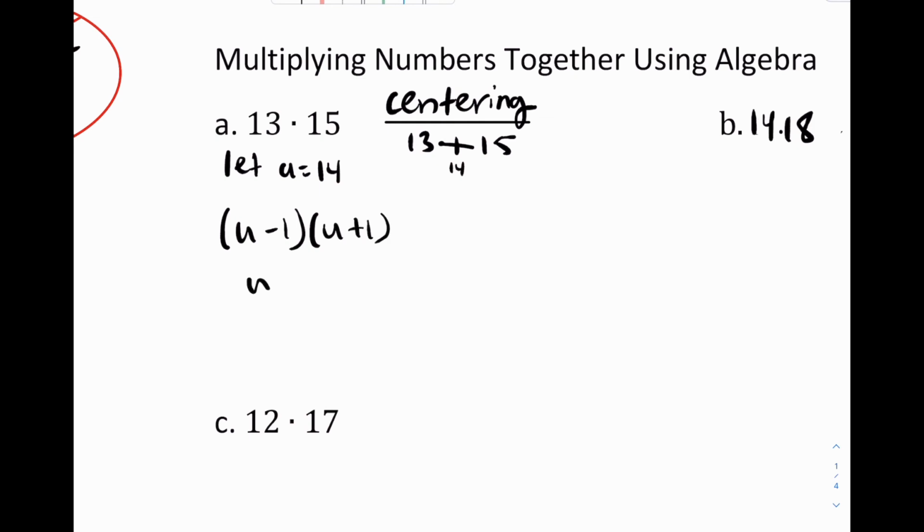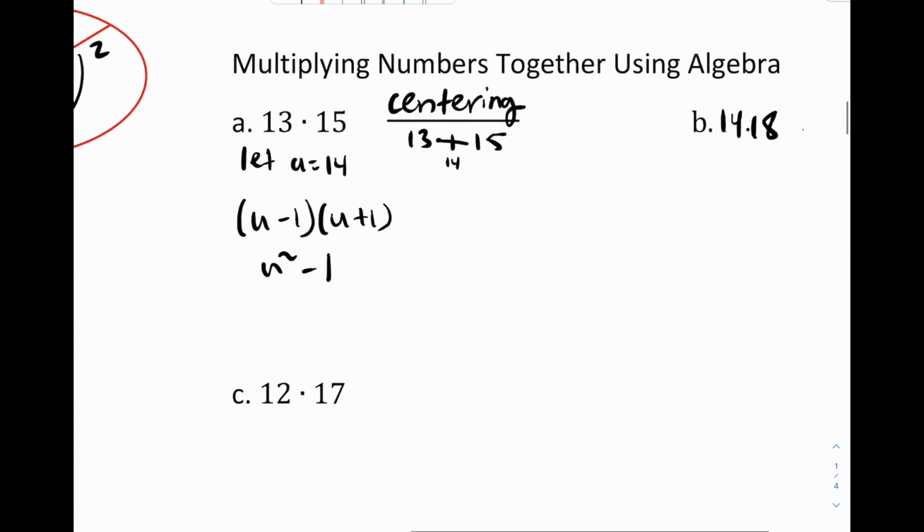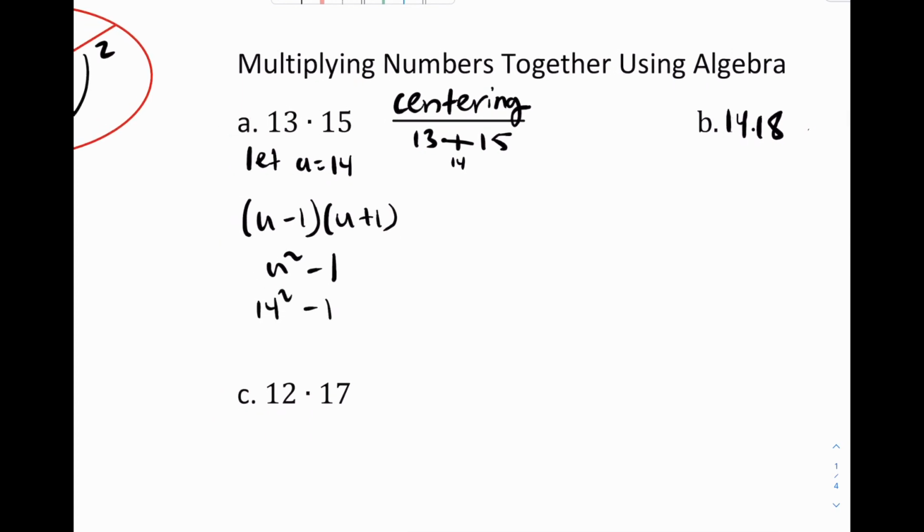Now do algebra. It's u squared minus 1. And we know u is 14, so take a look at that. I plug it back in. You should know 14 squared is 196. Subtract that. That's 195. So there we have it. 13 times 15 is 195.